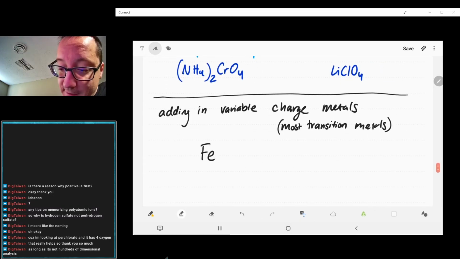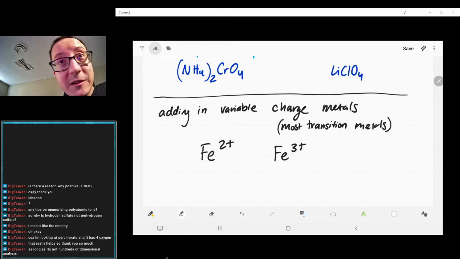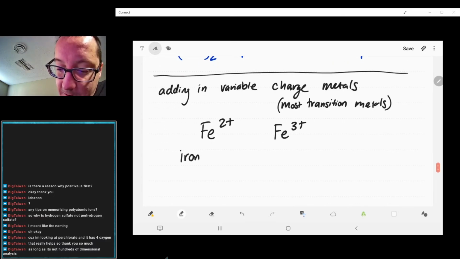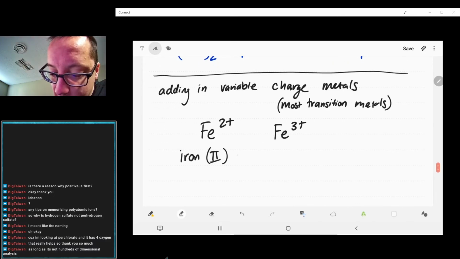But we're going to see iron comes in most commonly these two. And so we're going to have a way of distinguishing between compounds that have iron 2 plus and iron 3 plus. And we would call this the iron 2 ion, where we write in Roman numerals the charge of the ion. This would be iron 3 here.